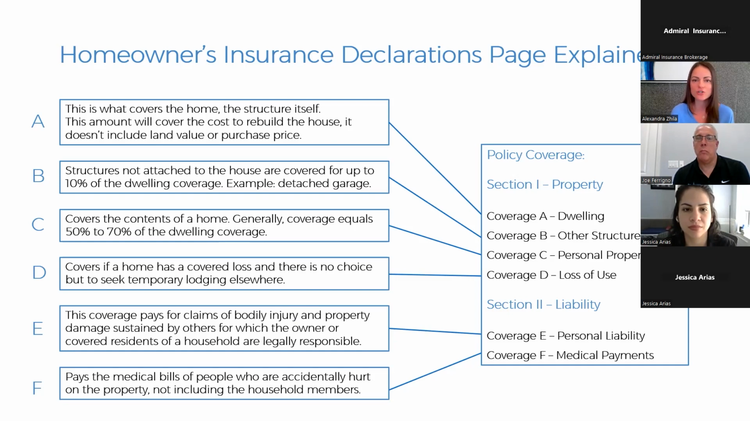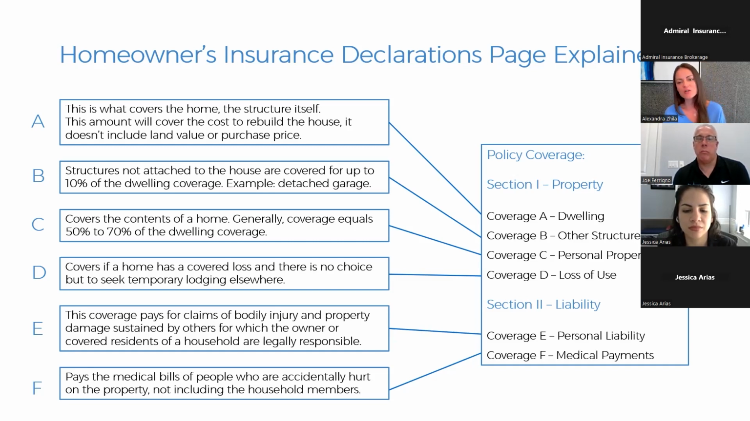Coverage B is other structures. Structures not attached to a house are covered for up to 10% of the dwelling coverage. For example, a detached garage or a shed. Coverage C, personal property, covers the contents of a home. Generally, coverage equals 50 to 70% of the dwelling coverage. And Coverage D is loss of use. It covers if a home has a covered loss and there is no choice but to seek temporary lodging elsewhere.